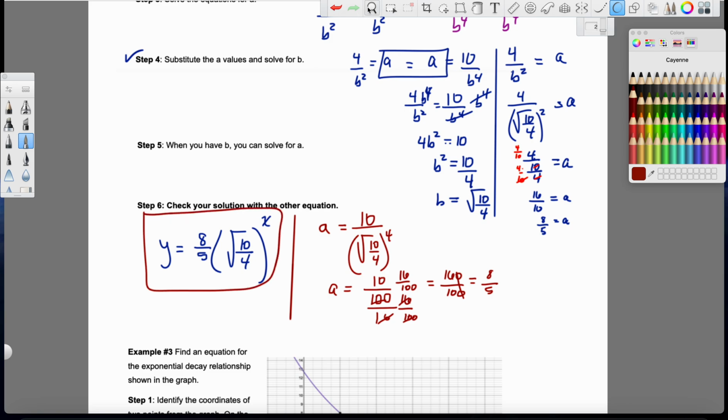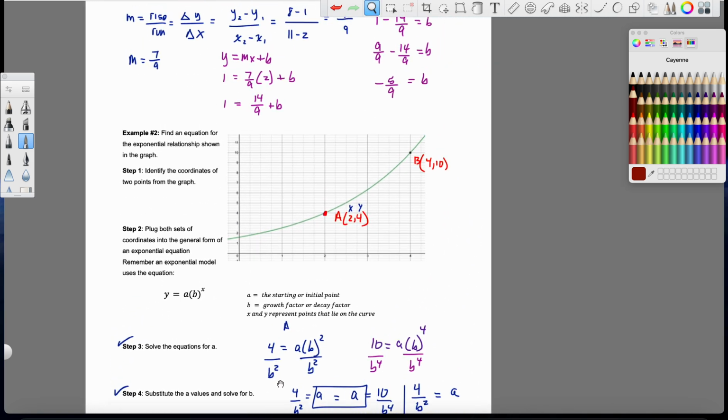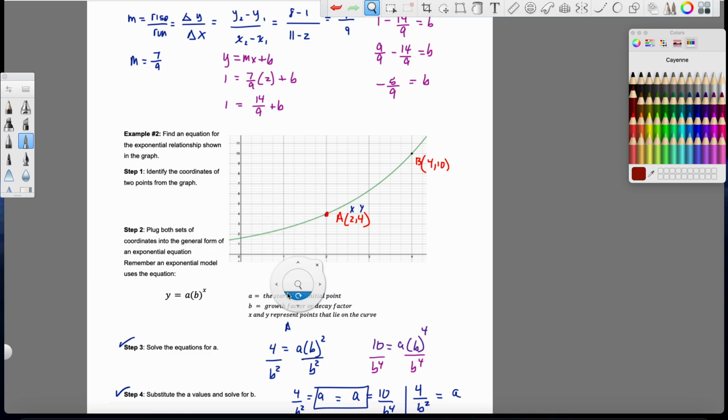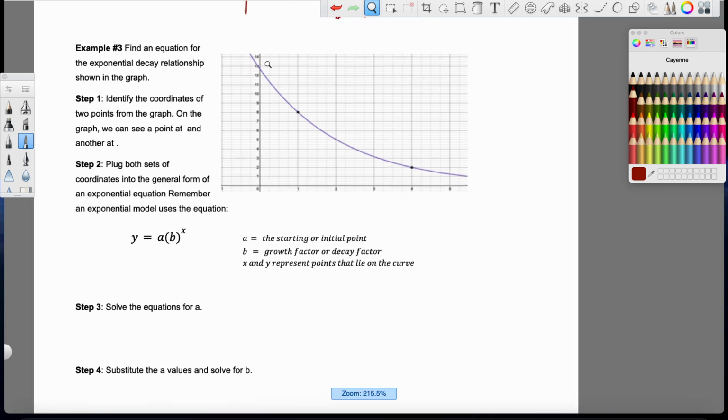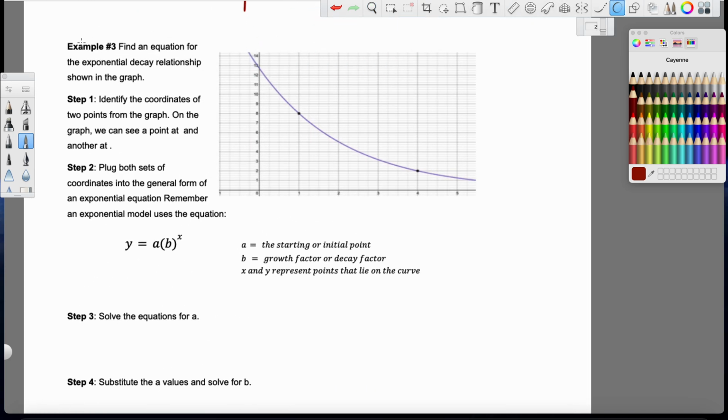All right, so here is my equation for this exponential growth equation, model, graph. Let's do one more. Example 3, we have the same situation here, except we have an exponential decay. Let's identify these points. I've got 1, 8. I've got 4, 2.